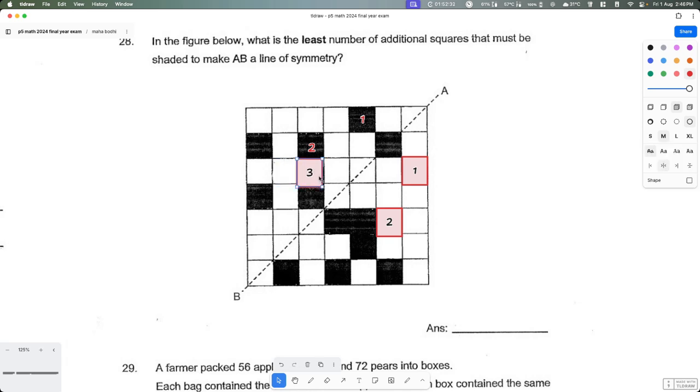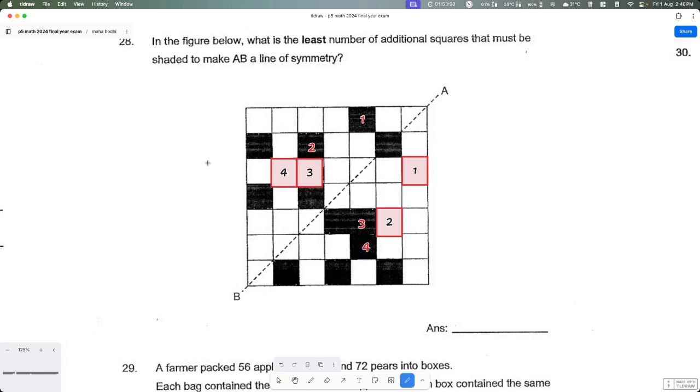Okay, so 3. Third, third, third. So this here is 3. And then here should be 4. Like this. So we go diagonally like this. Yes. Okay, so this is 4 as well. This is 4. Right, so this is 4. So always use your ruler. Okay, I'm using my eyesight.